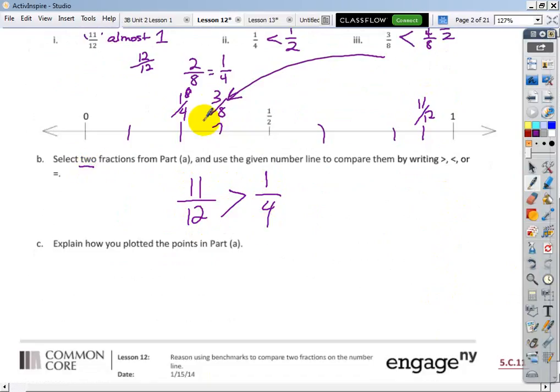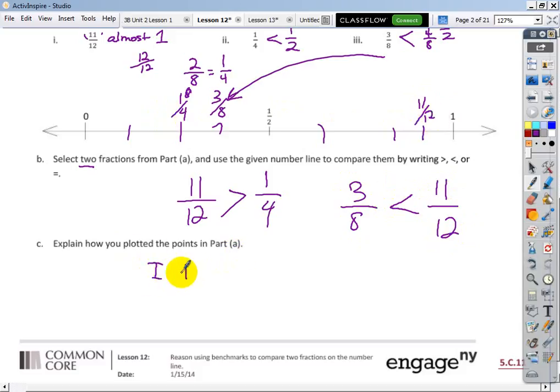Select 2 fractions. Okay, so how about 3/8? 3/8 is greater than 1/4 or less than 11/12. We could say it's less than 11/12, just as long as we know the one that's higher, middle, low. Explain how you plotted the points in part A.